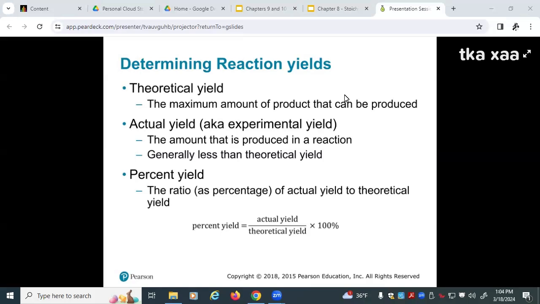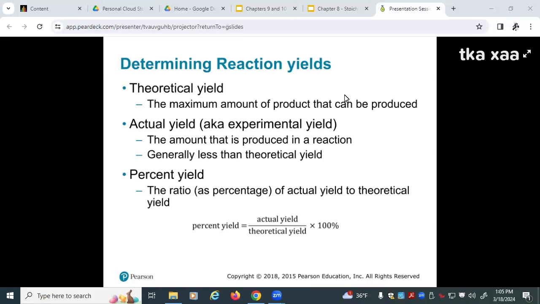Actual yield, on the other hand, is when we do the experiment in the lab, how much did we actually get? Now, for a variety of reasons, when we do an experiment in the lab, we usually get less than the theoretical yield. How much less depends on the procedure that we use, the different techniques that are in play, and how efficient the reaction is in the first place.